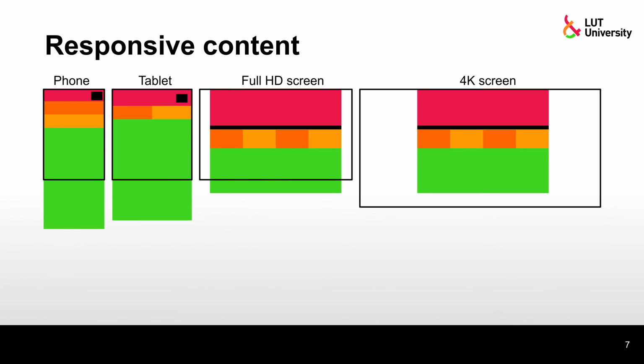Then you are getting this responsive content that in a phone is basically one element on top of each other. In a tablet you can have some elements next to each other, but then in a Full HD screen or 4K screen you have elements next to each other. So here the orange elements are in the same row, whereas in the phone they would be on top of each other.